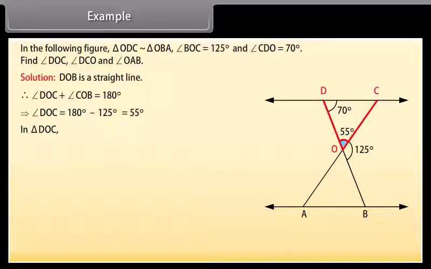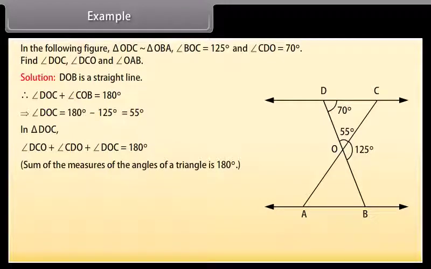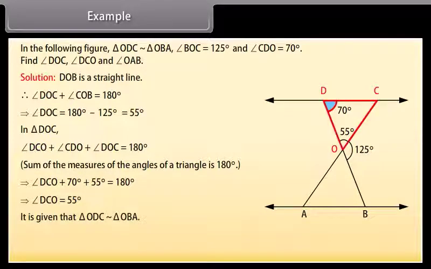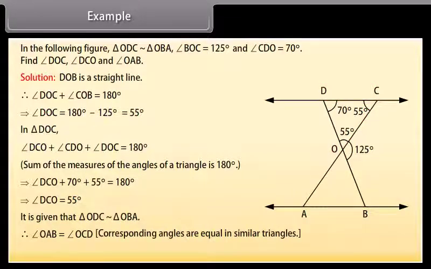In triangle DOC, angle DCO plus angle CDO plus angle DOC equals 180 degree. Sum of the measures of the angles of a triangle is 180 degree, which implies angle DCO plus 70 degree plus 55 degree equals 180 degree, which implies angle DCO equals 55 degree. It is given that triangle ODC is similar to triangle OBA. Therefore, angle OAB equals angle OCD. Corresponding angles are equal in similar triangles, which implies angle OAB equals 55 degree.